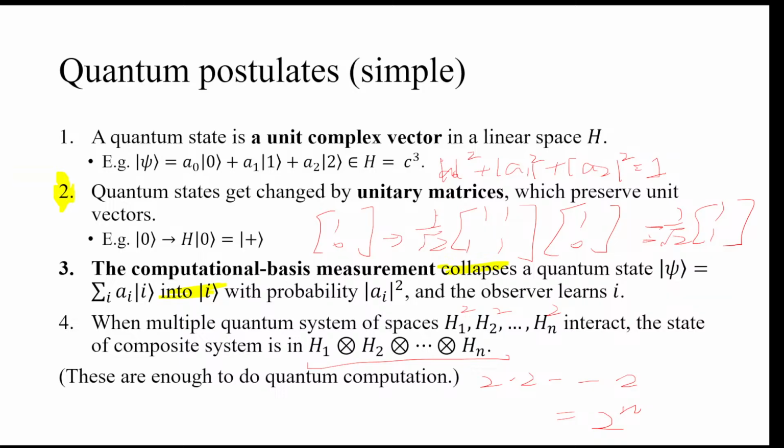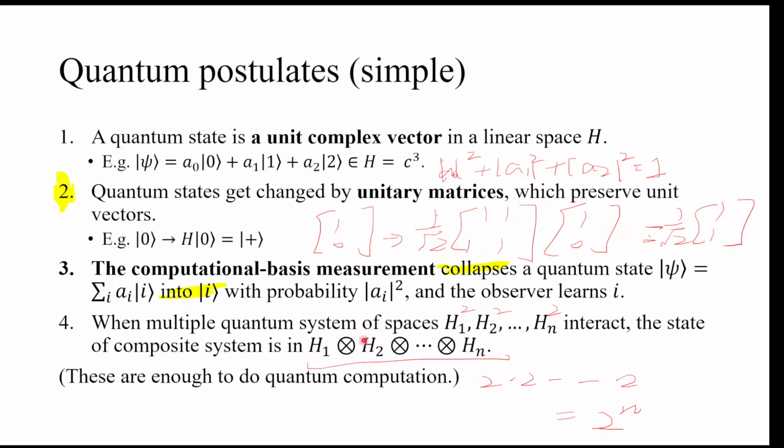Sorry. And yeah, so this is kind of why we talk about tensor product of spaces. When multiple systems interact together, the state of the composite system is actually in this tensor product of spaces. And this is also kind of where we talk about entanglement. So you can see entanglement is a weird thing here.